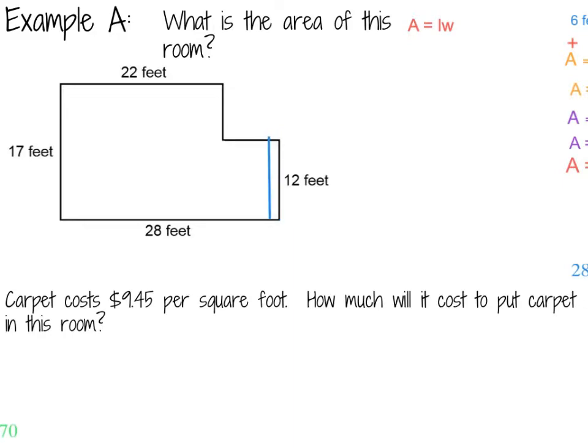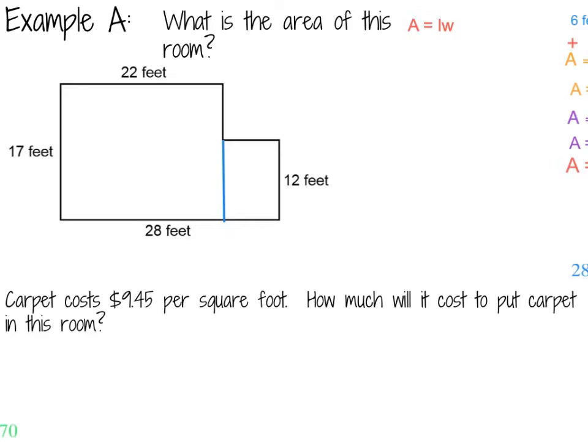The way that I'm going to break it is I'm going to draw a line here, and I'm going to separate my shape into 2 different rectangles. So in order to figure out the area, I'm going to figure out the area of one rectangle, and then figure out the area of the other rectangle, and add them together.